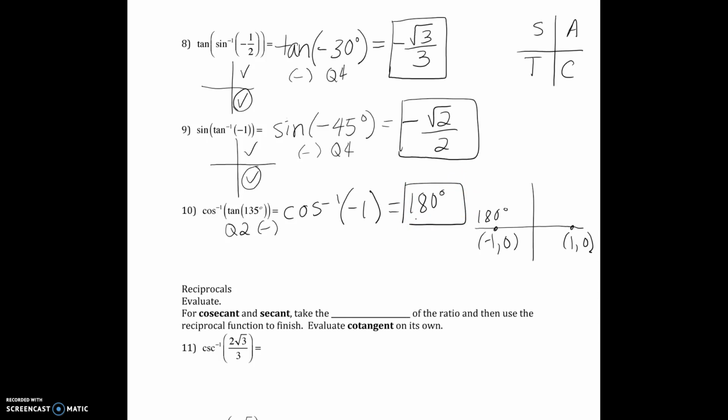All right, so we have one more video to go that will look at reciprocal functions and a different type of way to approach the problems without using the exact values.